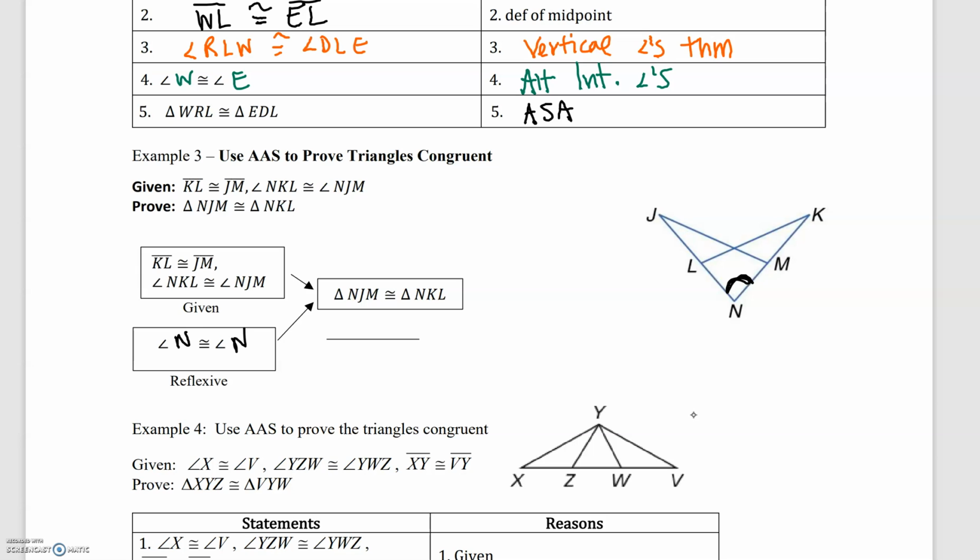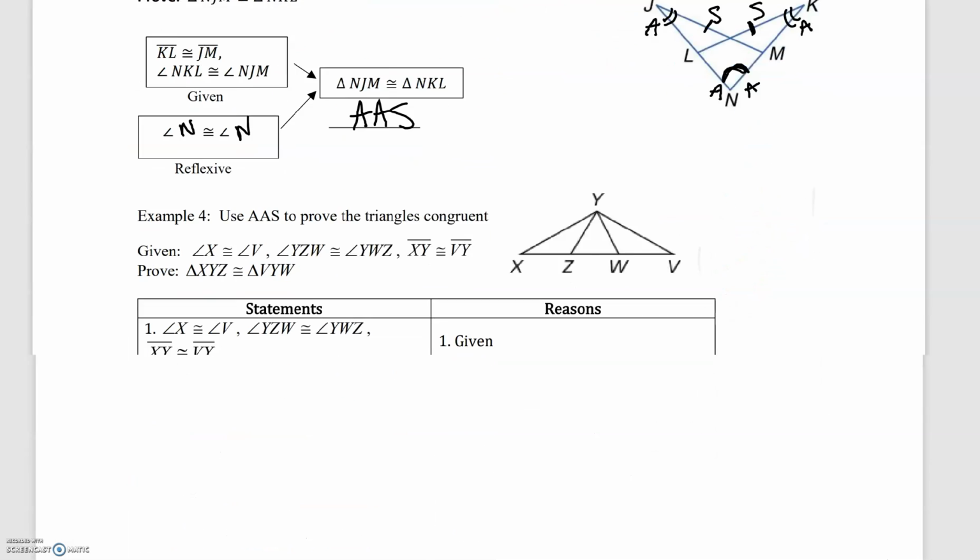And then let's mark our other pieces here. We know that KL is congruent to JM, and then we know that this angle up here and this angle up here are congruent. So why are they congruent? Well, angle, angle, side. Angle, angle, side is the reason that those triangles are congruent.